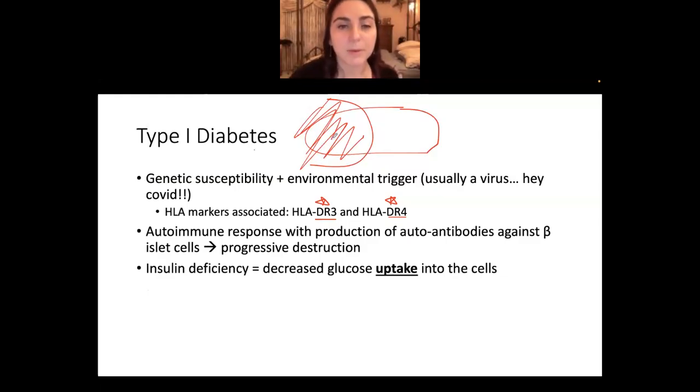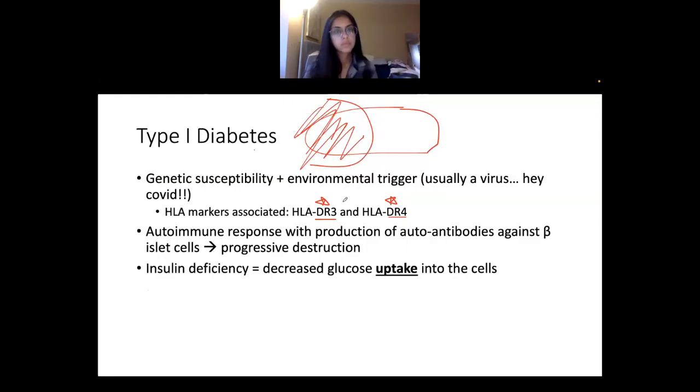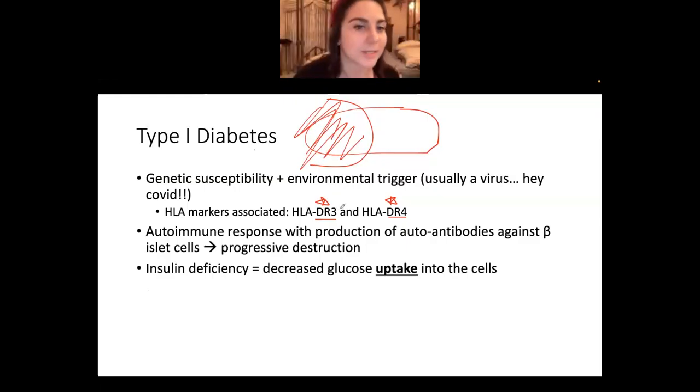Okay, got it. But more commonly, you have this genetic susceptibility and associated markers, but it doesn't mean that if you don't have these markers, you can't get type 1 diabetes. You can still have B28, you can have A1, you can have any HLA, but they more commonly see that if you have DR3 or DR4, you're more likely to get it. And then there's usually a trigger.